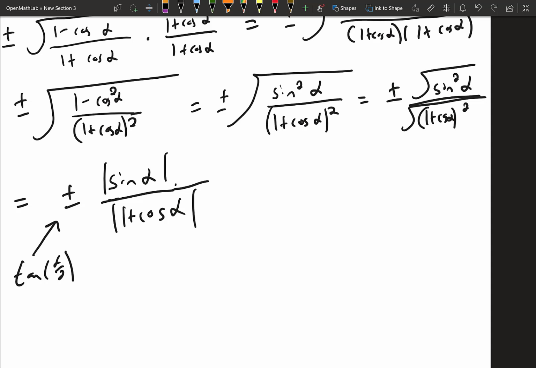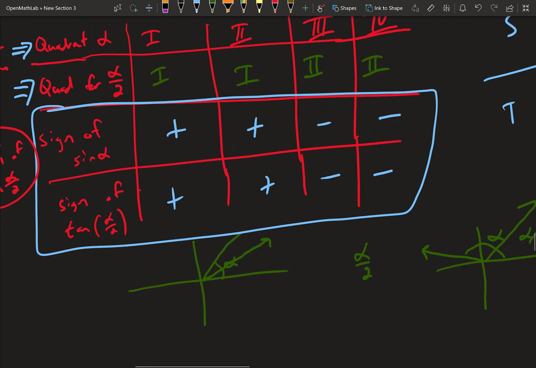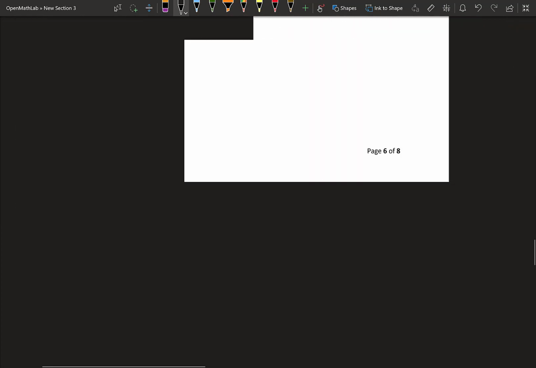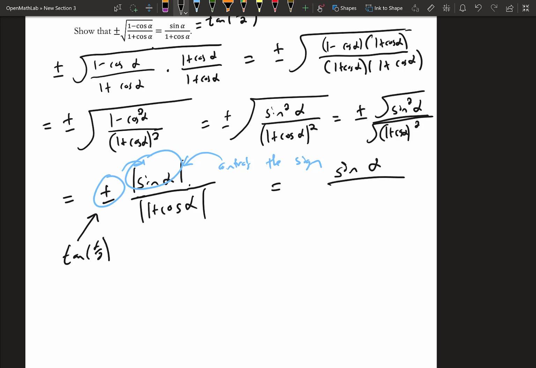So then we already know, from our work last time, that the sign of sine alpha matches the sign of tangent of alpha over 2. So in other words, this guy controls the sign. So these and this sign here always match, so we don't need them both. We're trading the absolute value bars for the plus minus, and we just get rid of them both. So we just have sine of alpha in the top, and then the absolute value of 1 plus cosine alpha in the bottom.